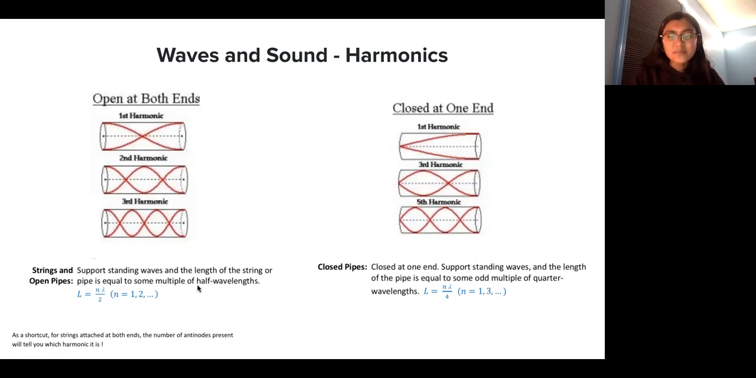And the associated formulas that you should know for both of these as well, where like the length equals n times wavelength over 2, where n is some constant, 1, 2, whatever. But for this formula here, notice that it's only odd multiples. So here they have like 1, 3, 5, 7, whatnot. Oh, and as a shortcut for strings that are attached at both ends, the number of antinodes that are present will tell you which harmonic it is.